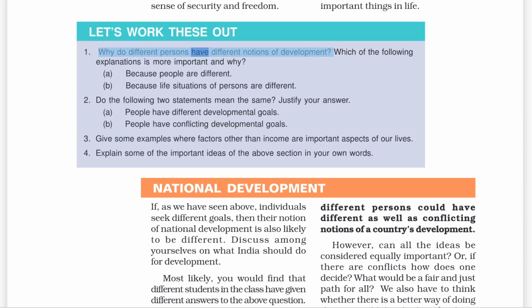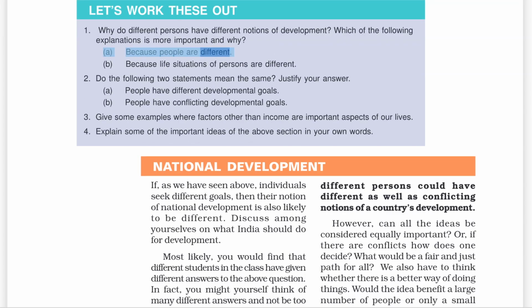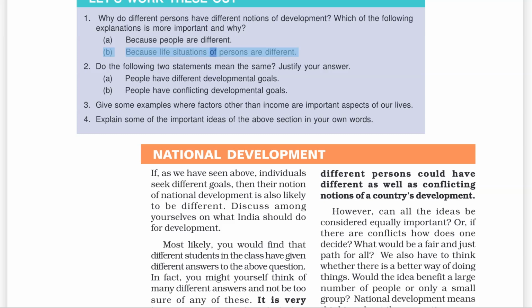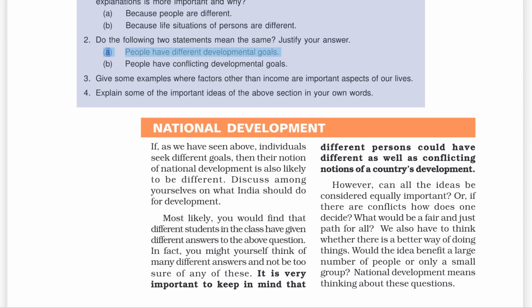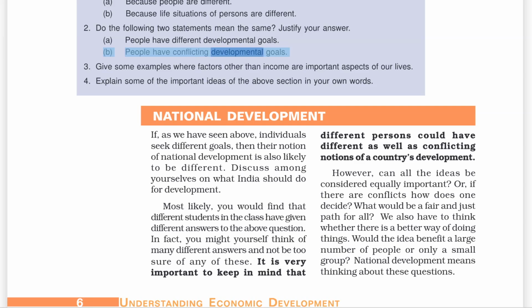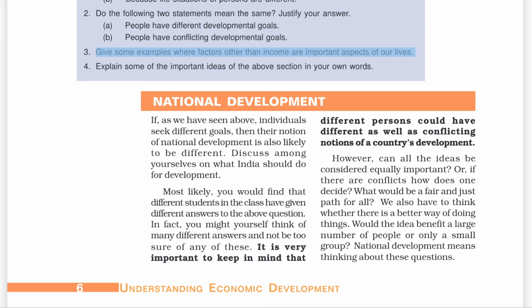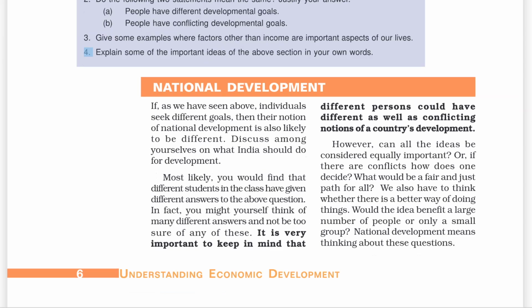1. Why do different persons have different notions of development? Which of the following explanations is more important and why? A. Because people are different. B. Because life situations of persons are different. 2. Do the following two statements mean the same? Justify your answer. A. People have different developmental goals. B. People have conflicting developmental goals. 3. Give some examples where factors other than income are important aspects of our lives. 4. Explain some of the important ideas of the above section in your own words.